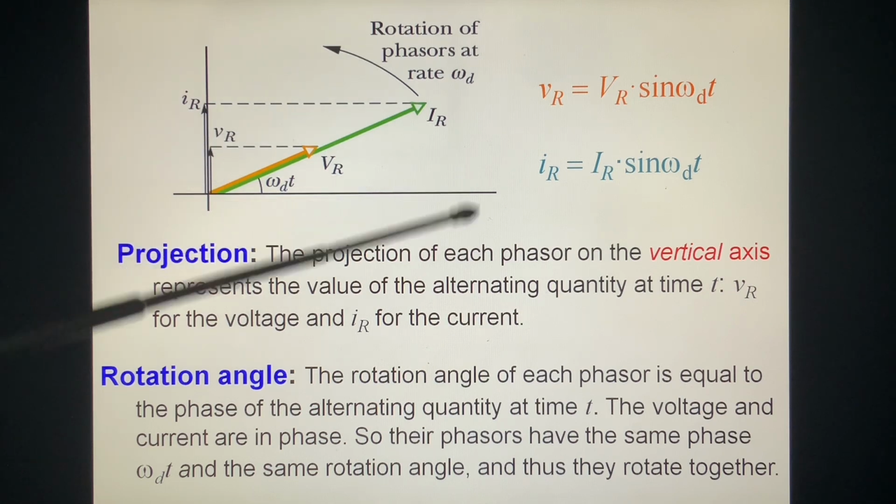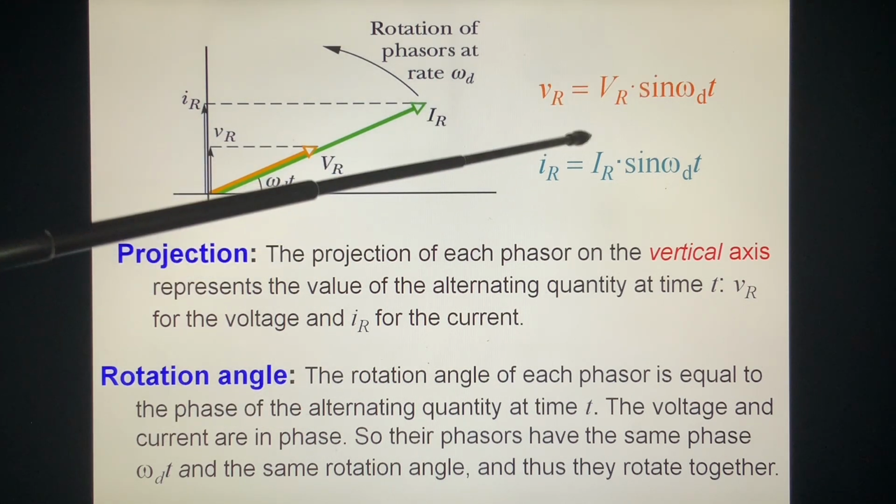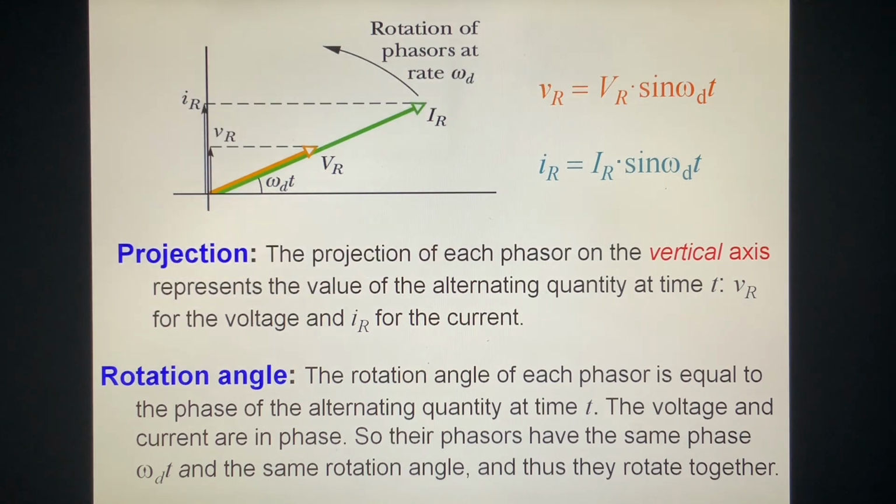This is for resistor. VR equals VR sine omega t, IR equals IR sine omega t. So they are in phase. They rotate together.